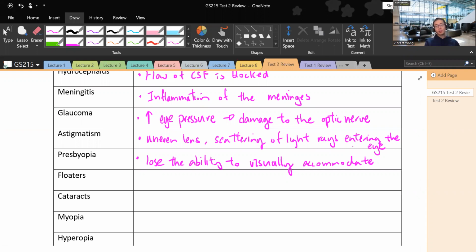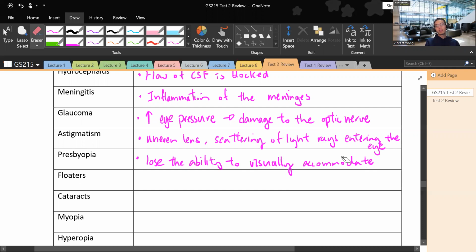And then, because you lose the elasticity in those suspensory ligaments, you're not able to change the thickness of the lens as quickly. Therefore, you cannot maintain focus. You need reading glasses. Presbyopia.